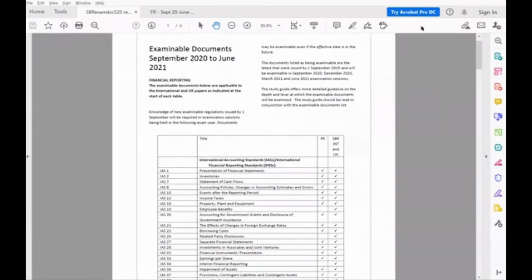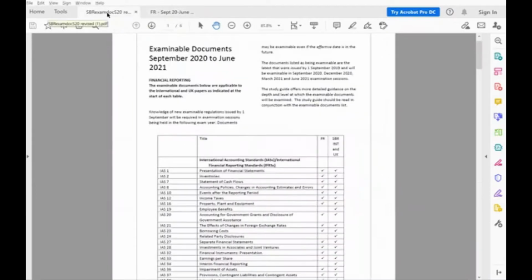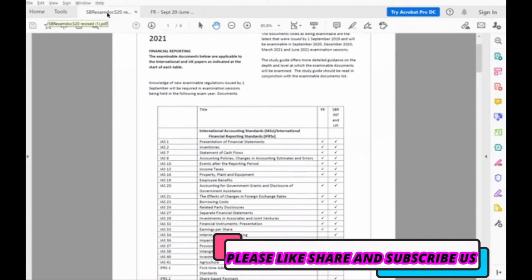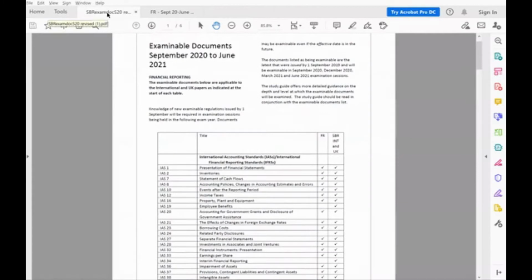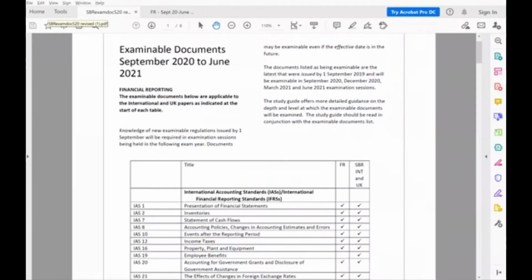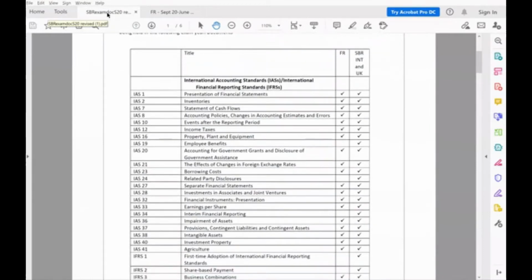Now, this is not exactly the syllabus. The syllabus is the entire study guide that you have. But I would just like to go through the standards that we'll be looking at in F7. So you have these topics: IAS 2, IAS 1, IAS 2, IAS 7, IAS 8, 10, 12, 16. You don't have 19 in F7. In FR, you don't have 19, you have 20, you have 21, you have 23, you don't have 24, and so on and so forth.